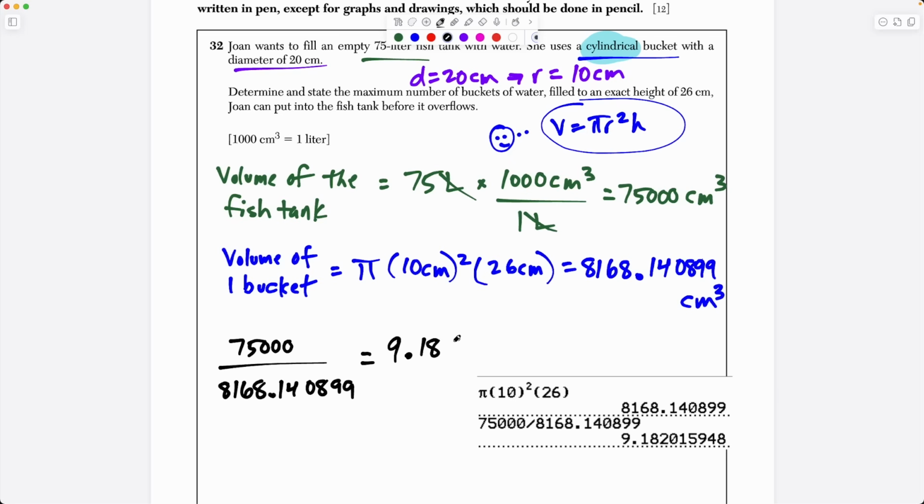182. And I could stop here even and then just write my final answer from this value. So determine and state the maximum number of buckets of water. We're going to say 9 buckets.